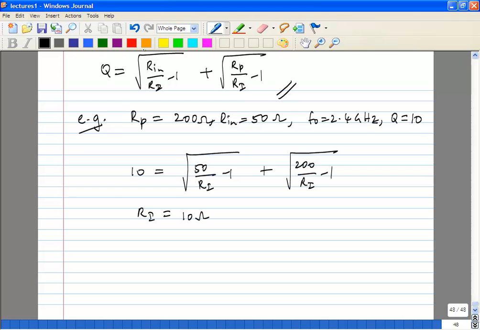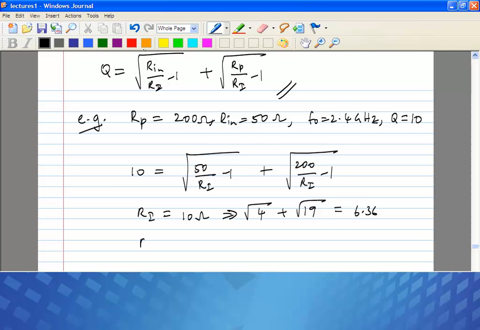So for example, let's try the iterative method. Let's say we try Ri equals 10 ohms. Okay, so what is the left hand side? Left hand side is of course 10, but right hand side is root 4 plus root 19, which happens to be 6.36. Now which way would you move Ri? It needs to decrease, obviously. Okay, so now let's try.